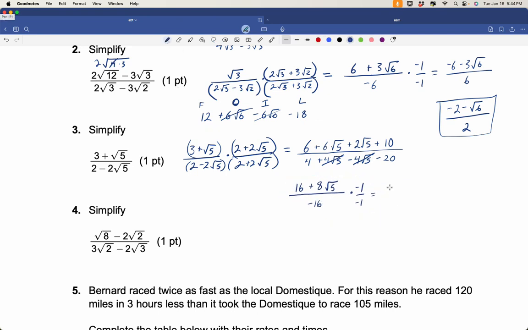So that's going to give us negative 16 minus 8 times the square root of 5 over positive 16. We divide everything by 8, and that gives us negative 2 minus the square root of 5 over 2. And that would be your answer.